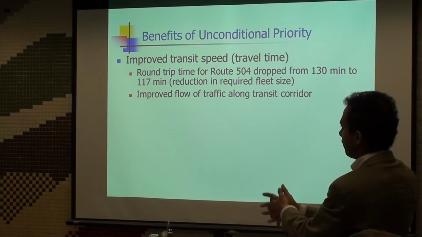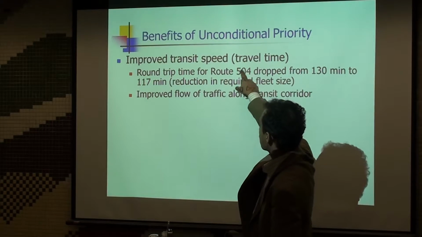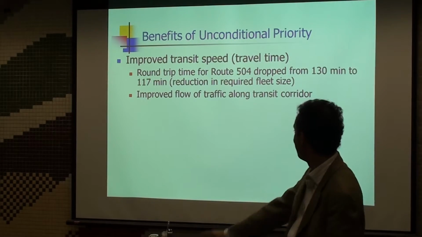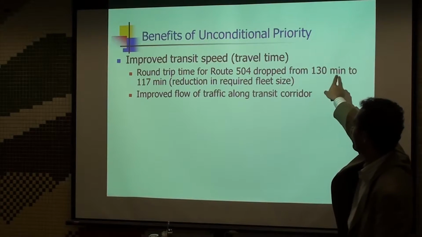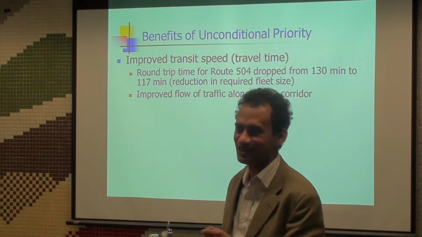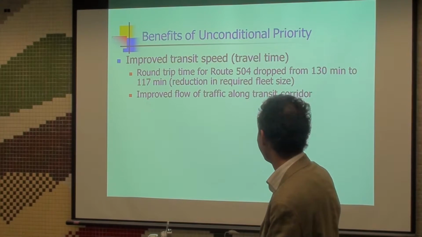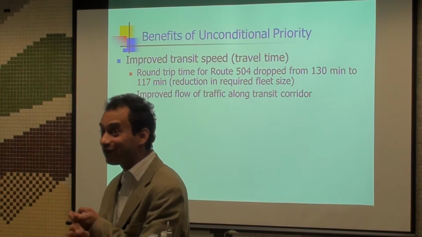Now, what happened for this kind of speed? As I told you, in Route 1504, the streetcar, the journey time was 130 minutes. With this signal timing, signal priority system, it reduced to 117 minutes. It reduced the fleet requirement.